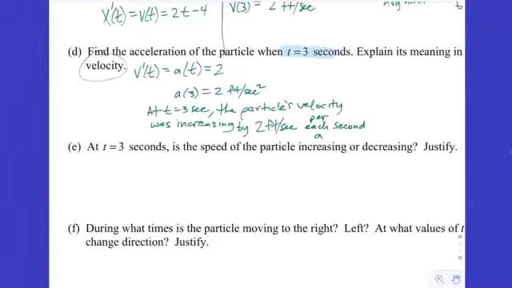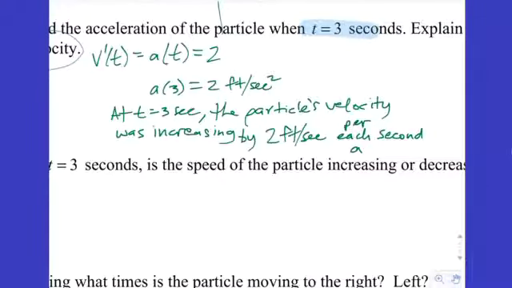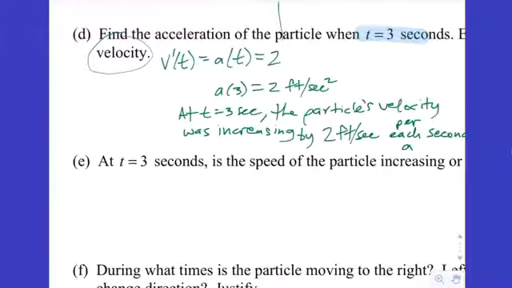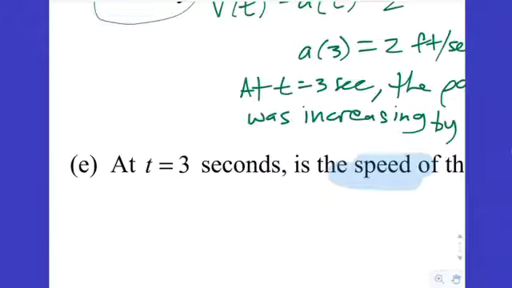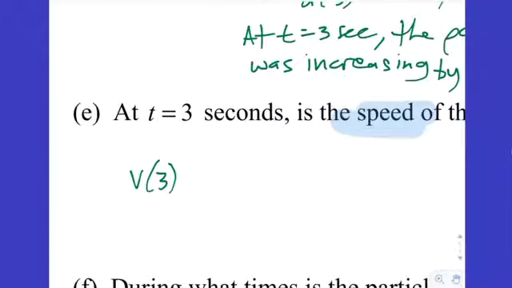All right? At t equals 3, is the speed of the particle increasing or decreasing? Well, we just said that the acceleration was 2, so the velocity was increasing. If the velocity is increasing, does that mean the speed has to be increasing too? Right, very good. No, that's not the case. If you have a negative velocity that's increasing, now your speed is decreasing, okay? So we have to look at what two things to talk about speed? Velocity and acceleration. So I need to figure out what V of 3 is, and I need to figure out what A of 3 is.